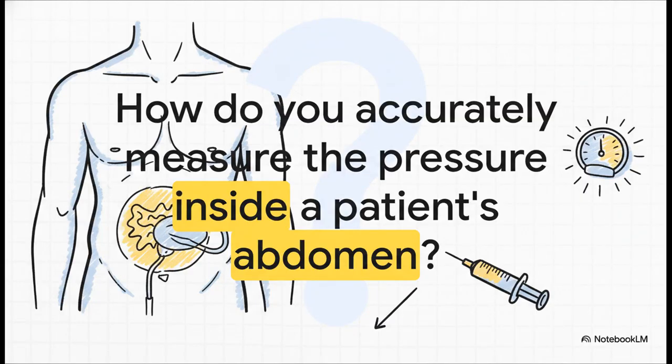So, picture this. You're at the bedside, and you just have that feeling. Something's not right. The patient's abdomen is tense, their vitals are looking a little shaky. You're thinking, could the pressure be high? The big question is, how do you get a reliable number to prove it? Well, let's walk through exactly how to do that.